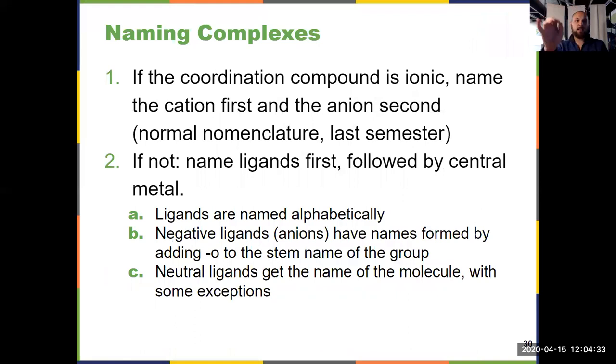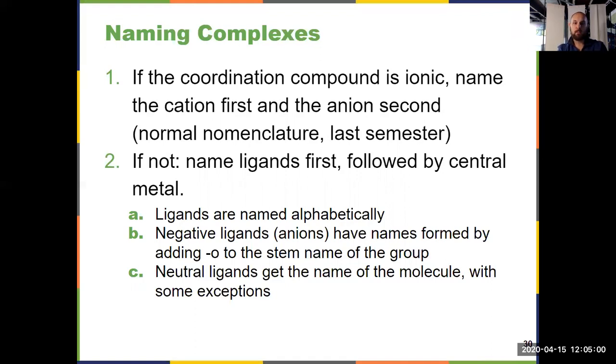So let's get into how to name these things, because coordination compounds have a rule for nomenclature, just like everything else that we would have learned in Chem 1. Okay. So if our coordination compound is ionic, we name the cation and then the anion, which is no different from any other ionic compound. So if it's just a cation and anion, put them together. That's normal nomenclature. We could have done that in Chem 1.